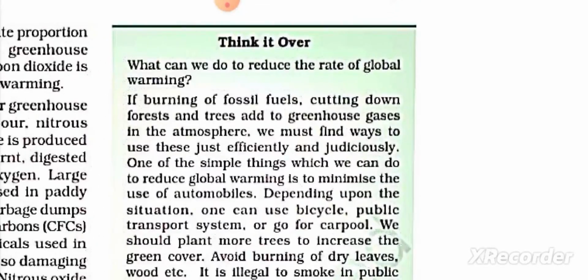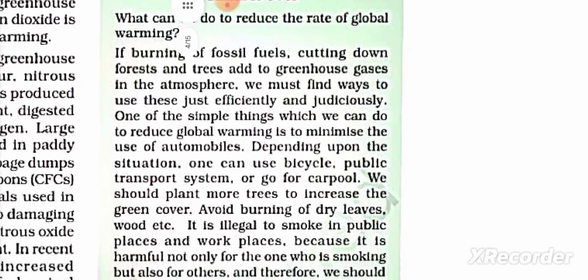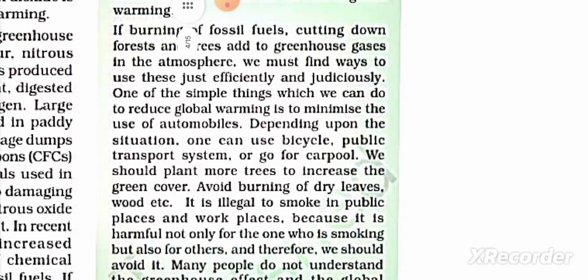Think it over. What can you do to reduce the rate of global warming? Due to the burning of fossil fuels, cutting down of forest areas and addition of greenhouse gases in the atmosphere, we must find a way to use resources efficiently and judiciously. One of the simplest things we can do to reduce global warming is to minimize the use of automobiles. Depending on the situation, one can use a bicycle, public transport vehicles, or carpools. We should plant more and more trees to increase the green cover, and avoid burning of dry leaves, wood, etc.